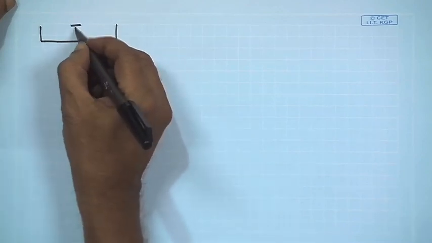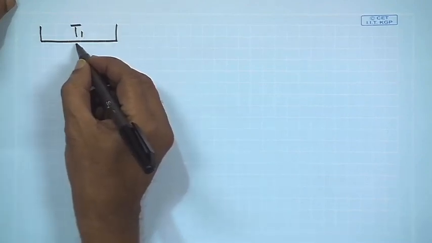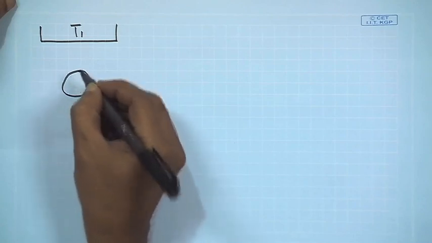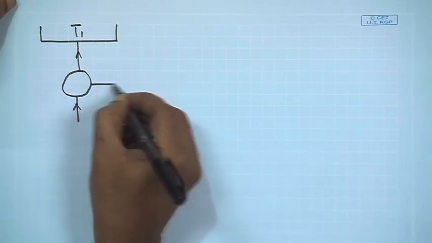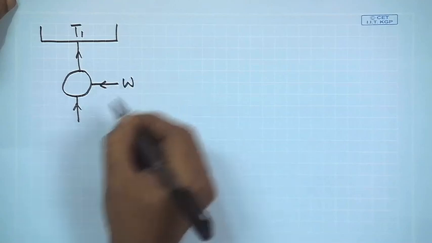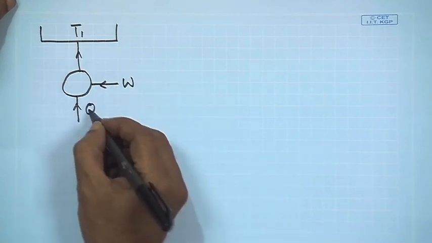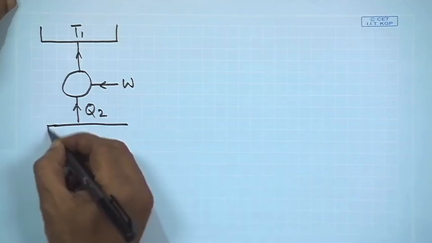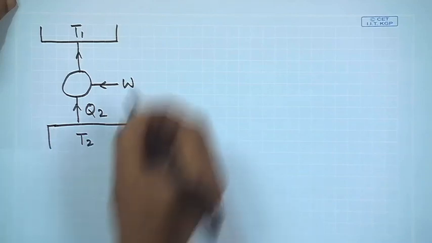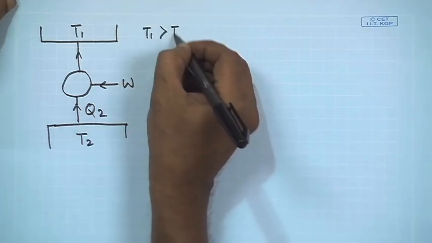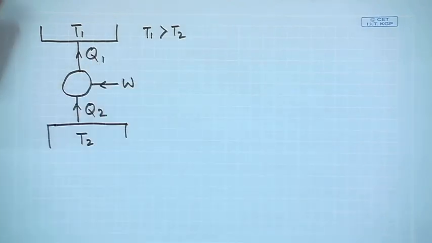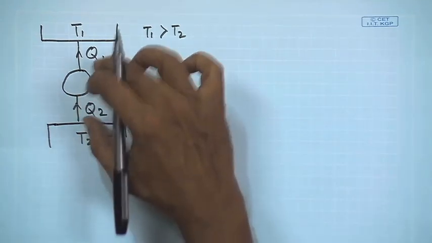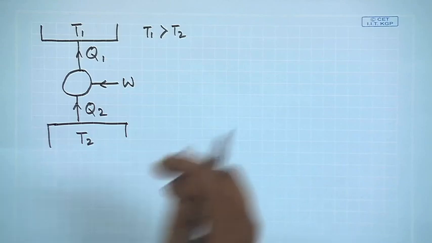Again, this is at temperature T1, and we have a cyclic device operating in the reverse direction. Work is supplied from outside. It is taking Q2 amount of heat from a reservoir at T2, where T1 is greater than T2, and supplying Q1 amount of heat to a reservoir at the higher temperature T1. So this can be seen either as a refrigerator or as a heat pump.